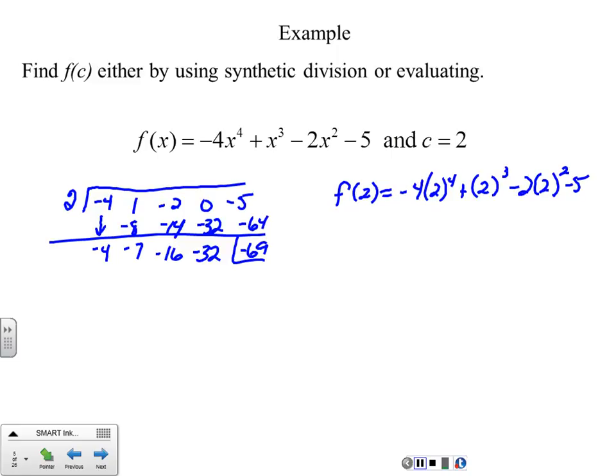So if you type that straight into your calculator, you should come up with negative 69. If you're not coming up with negative 69 in your calculator, it's probably how you're plugging it in. Just be careful about that. Okay?